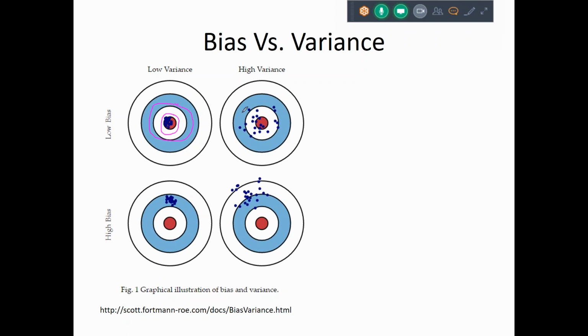In this case, you see that the data is too spread out, but it is not spread out only in one direction. There are certain points on the left-hand side, certain points on the right-hand side, certain points on top, and certain points on the bottom, which means there is a variance but no bias.